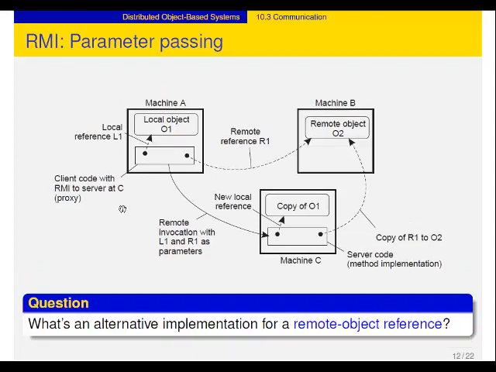So if you take a look at this, I ask this question every year, and half of the years I get an answer. If you see this whole scheme, what's now an alternative implementation for a remote object reference? Just think in terms of Java. And if you know how Java does it, then you know the answer to this question.